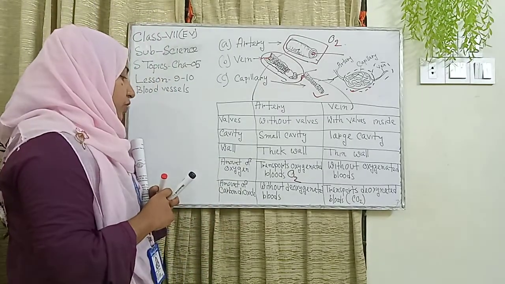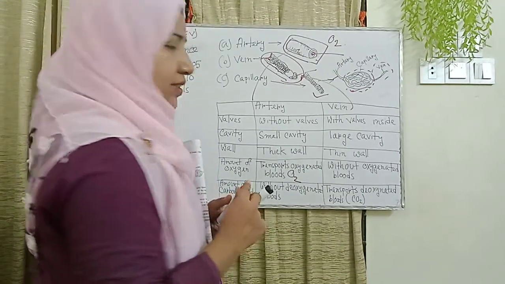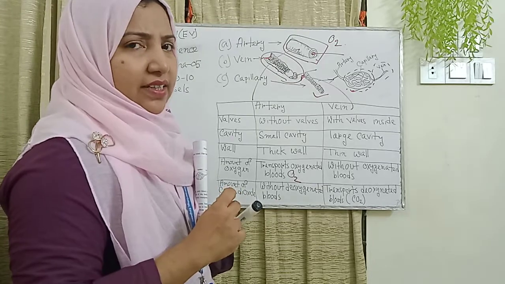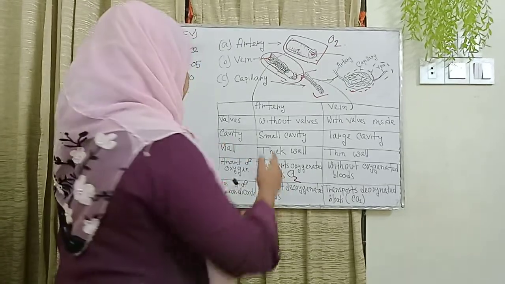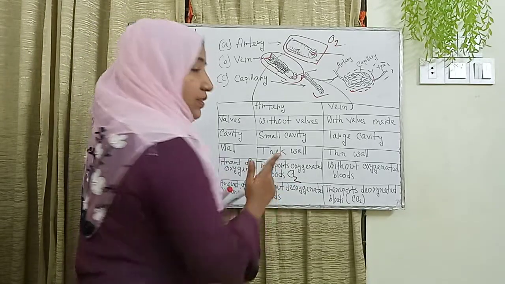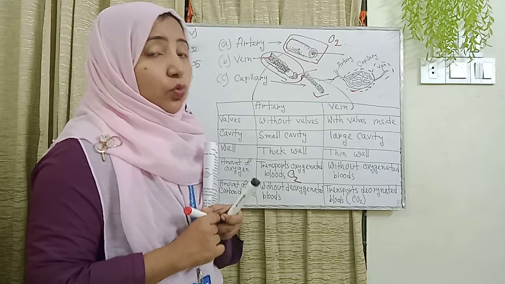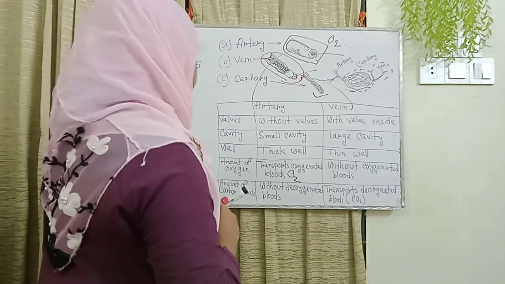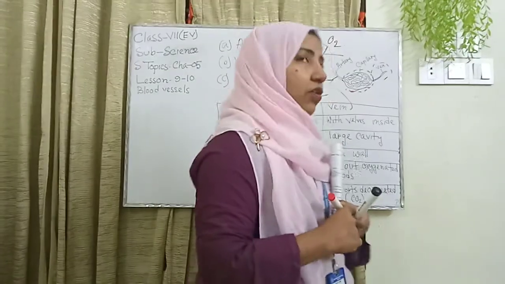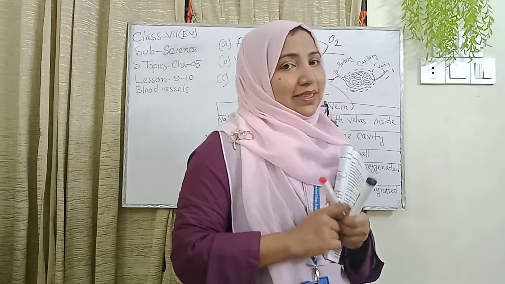And the amount of carbon dioxide. Here, students, carbon dioxide flows only in the vein. Here the artery is without carbon dioxide blood. And the vein transports deoxygenated blood, or blood with carbon dioxide.